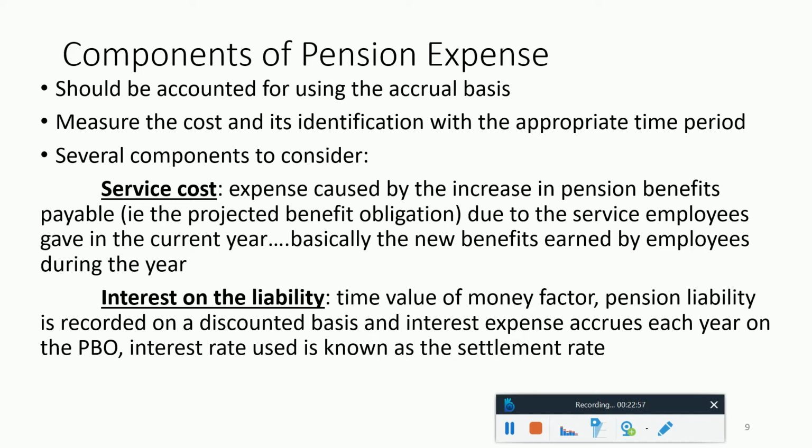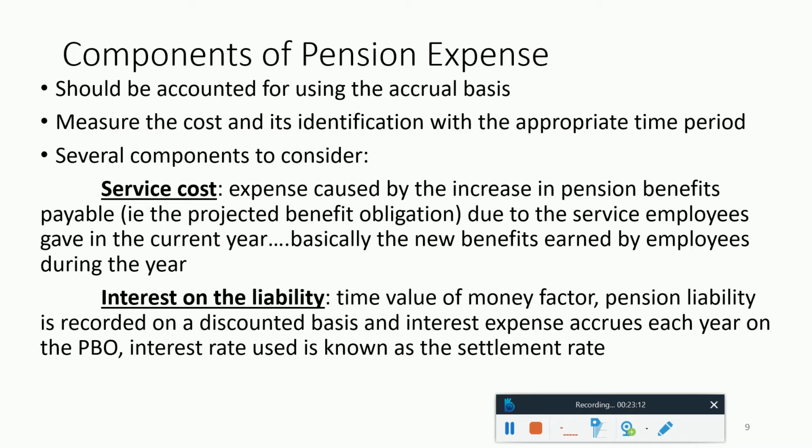So the first is service cost. And service cost is the expense caused by an increase in pension benefits payable, really the change in the projected benefit obligation over time.